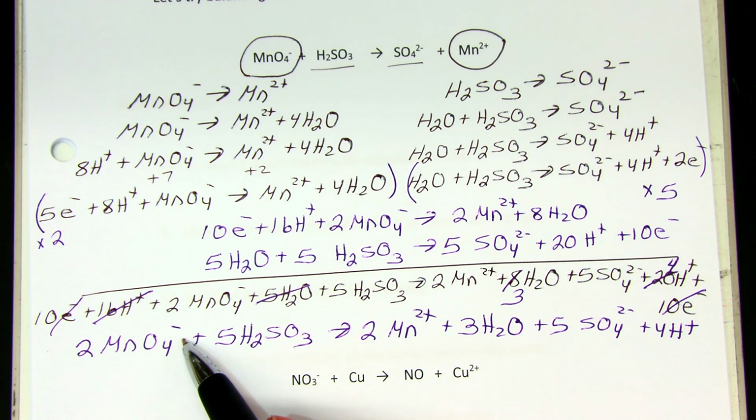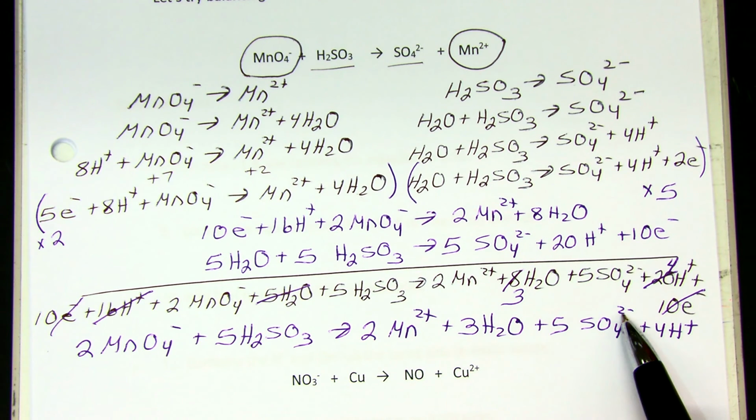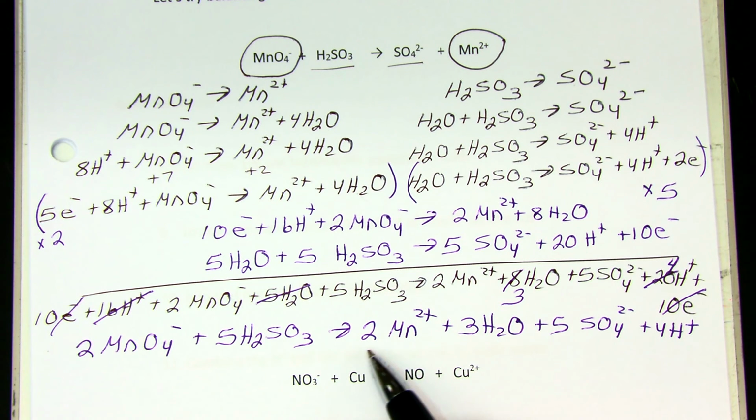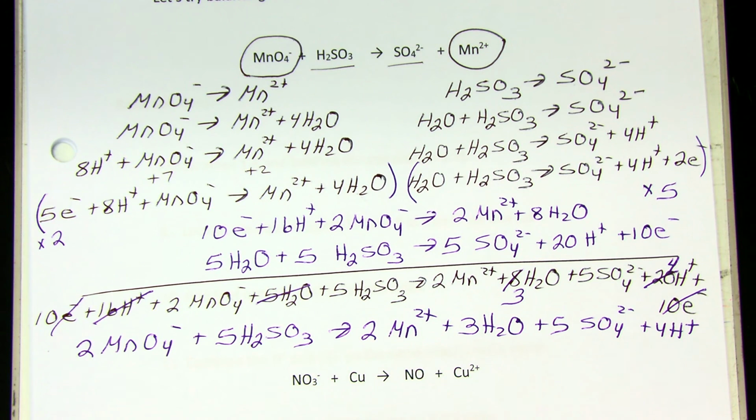I have a negative 2 here, no charge there, so a negative 2 on this side. Plus 4 minus 10 plus 4 gives me a plus 8. Minus 10 is a negative 2, so I'm balanced for charge. So always stop and check to make sure you've balanced for mass and charge. It is possible to have one and not the other.